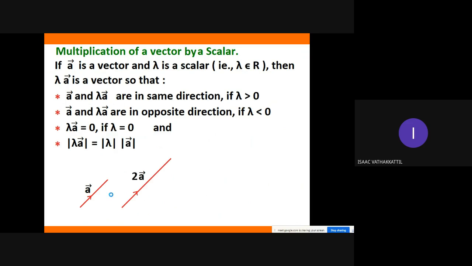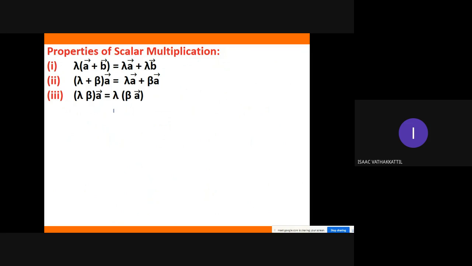Now if you have 2A, twice the length, same direction. If it is half A, half the length, same direction. If you have minus A, same length, opposite direction. Properties of scalar multiplication, obvious properties. Of course, lambda A is a vector, that is specified. Further, lambda into A plus B is lambda A plus lambda B. Lambda plus beta into A equals lambda A plus beta A. Lambda beta into A is lambda into beta A. 1 into A equals A.